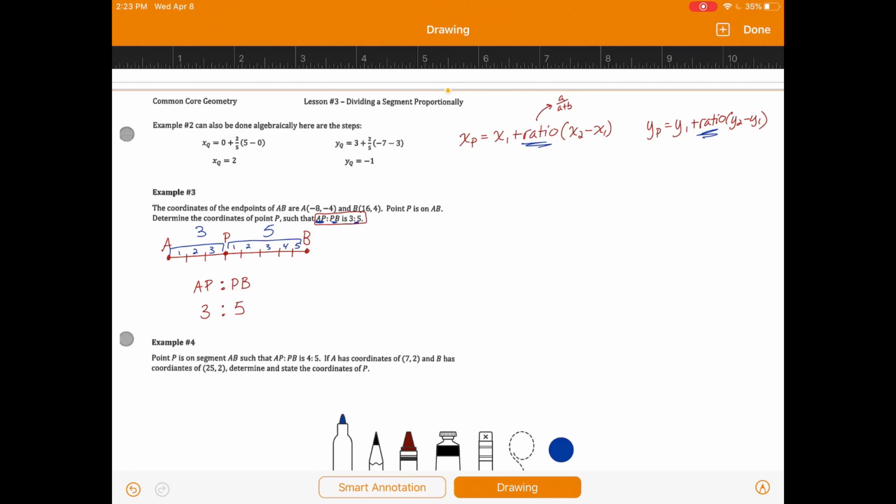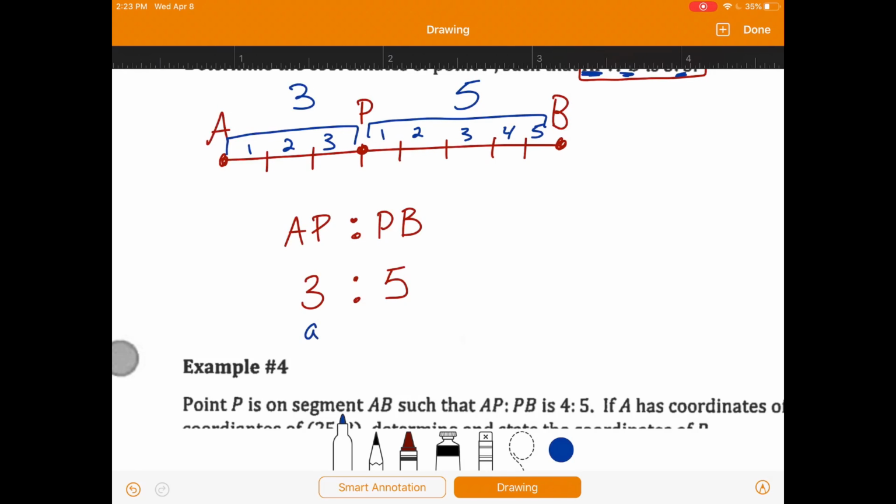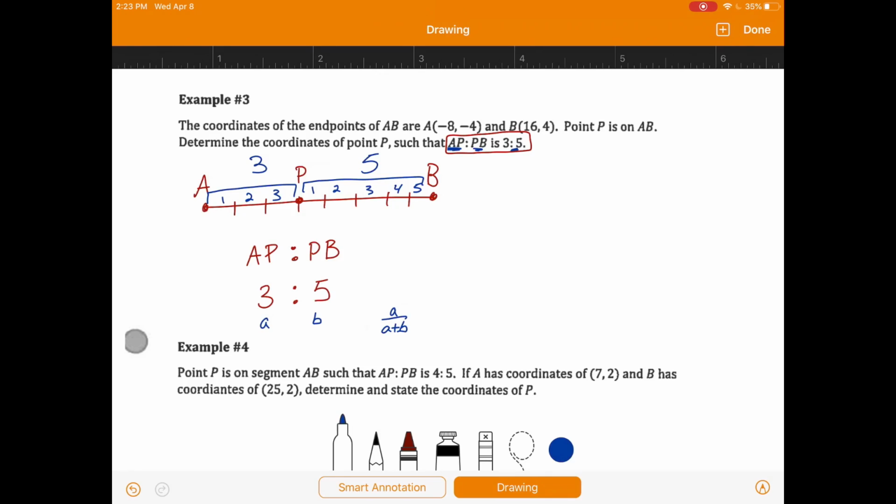Okay, so the ratio is always going to be, if you do it the way that I did it during Zoom, we're going to have this be A and this be B, and the ratio is going to be equal to A over A plus B.